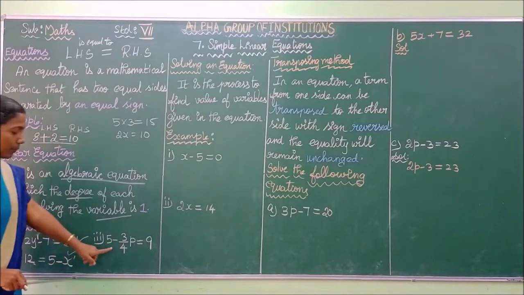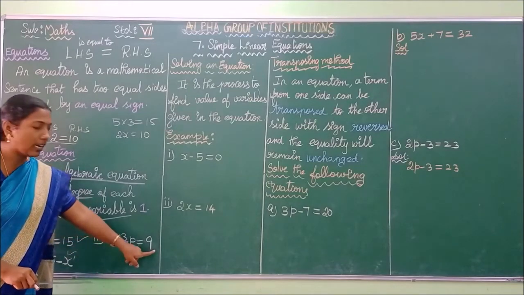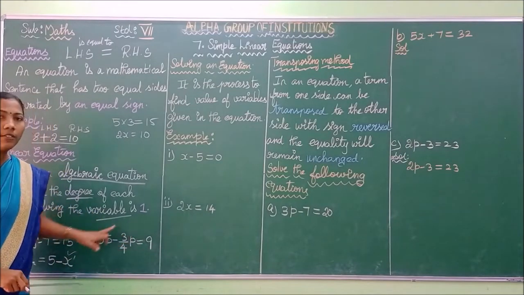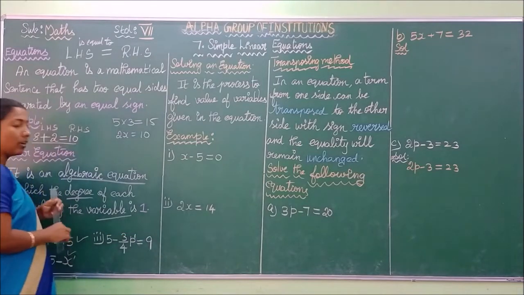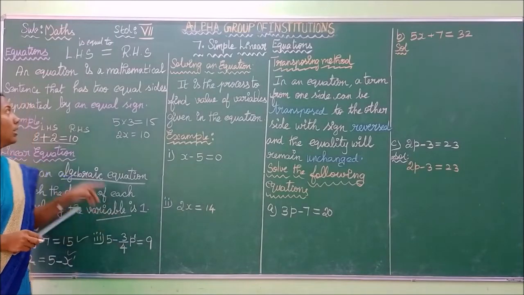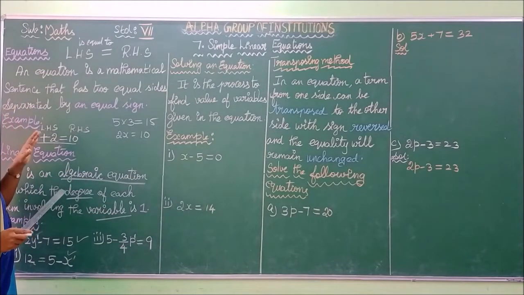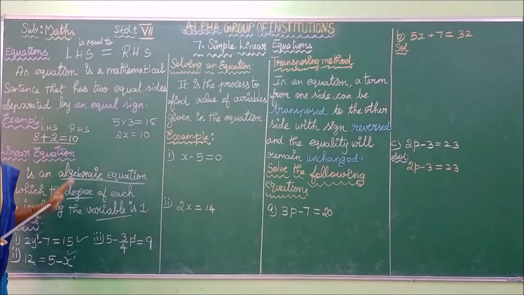See the third example. 5 minus 3 by 4 p equal to 9. Among this, which is the variable? p. What is the power of p? 1. So we can call it a linear equation. Children, I hope you understand what is meant by equation and what is meant by linear equation.